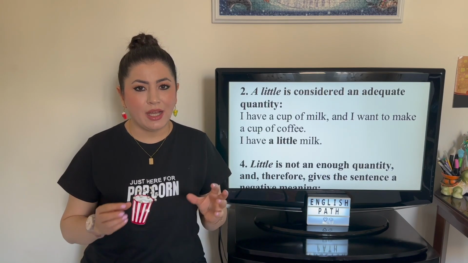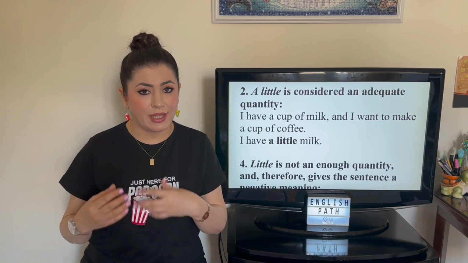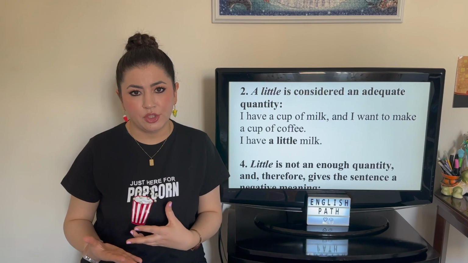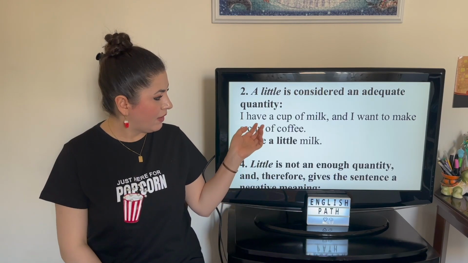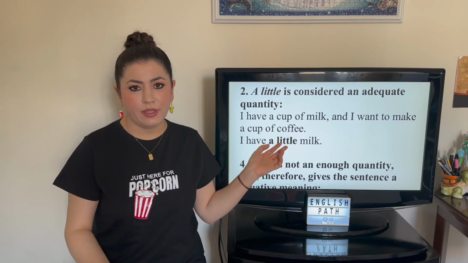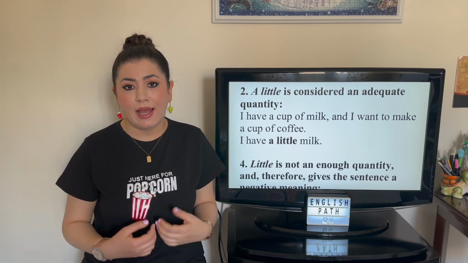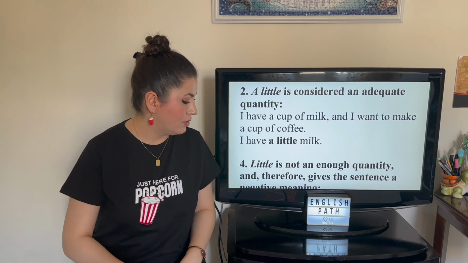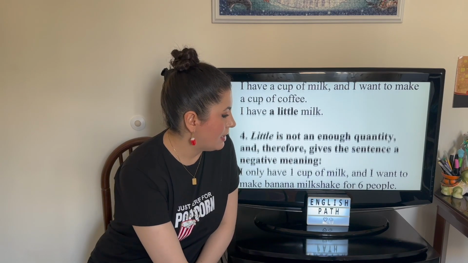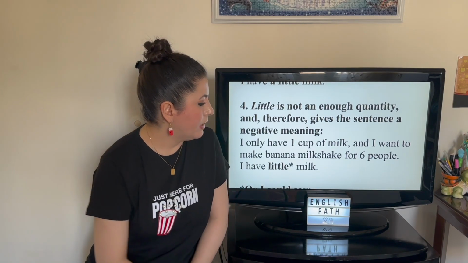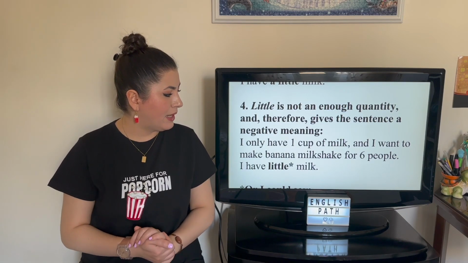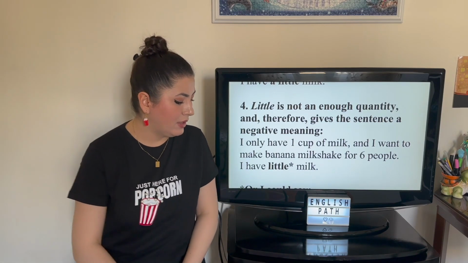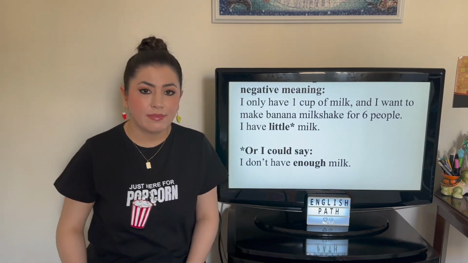The difference between a little and little, which are used for uncountable nouns, is exactly like the difference between a few and few, which are used for countable nouns. Like, I have a cup of milk and I want to make a cup of coffee. It's enough milk, so I have a little milk. But then, little is not an enough amount and therefore gives the sentence a negative meaning. Like, I only have 1 cup of milk and want to make banana milkshake for 6 people, which is certainly not enough. So I say, I have little milk, or I could even say, I don't have enough milk.